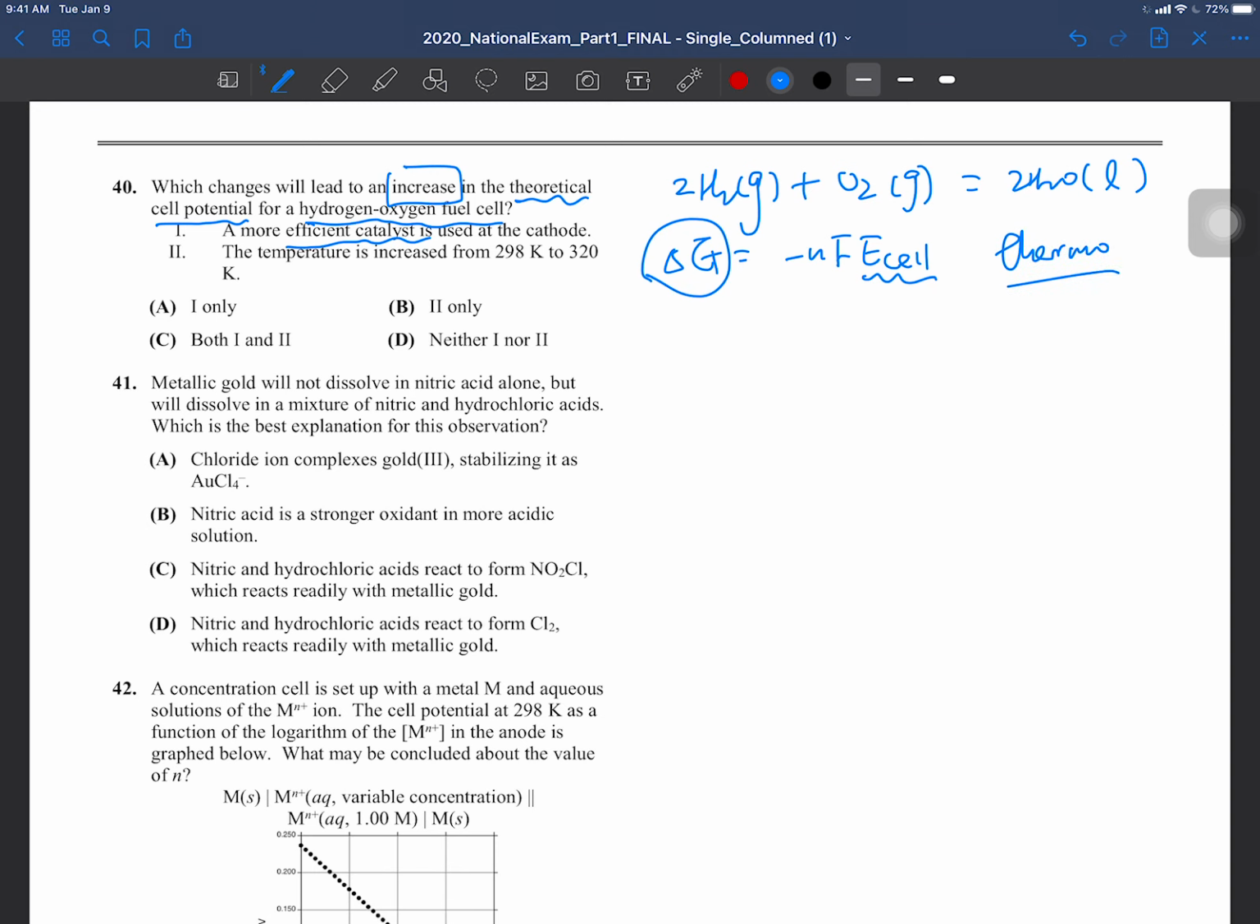Kinetics deals with how fast the reaction is, what the rate law is, right? What the mechanism is, how to derive the rate law, how the catalyst works here. Those are kinetics. So number 1 is incorrect.